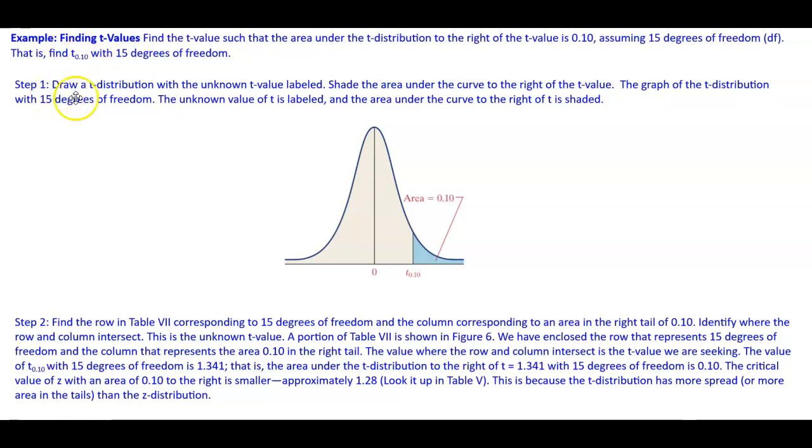For step 1, we draw the t-distribution with the unknown t-value labeled. So, there is the t-value. We shade the area under the curve to the right of that t-value. This is the graph of the t-distribution with 15 degrees of freedom. Now the unknown value of t is labeled and the area under the curve to the right of t is shaded.